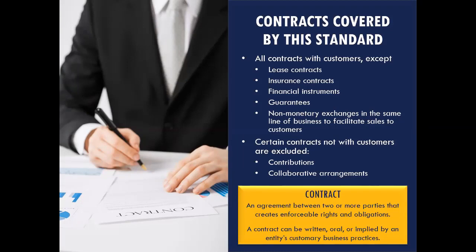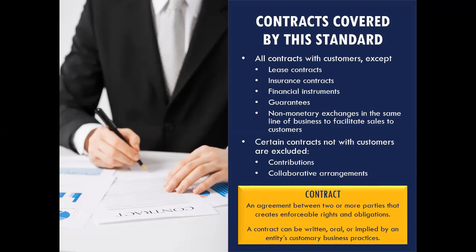So again, you would follow the previous guidance we talked about, which was ASU 2018-08. As part of this standard, they did define what a contract is. A contract is considered an agreement between 2 or more parties that creates enforceable rights and obligations. A contract doesn't exist if each party has a unilateral enforceable right to terminate an unperformed contract without compensating the other party. So that would not meet the requirements of a contract.